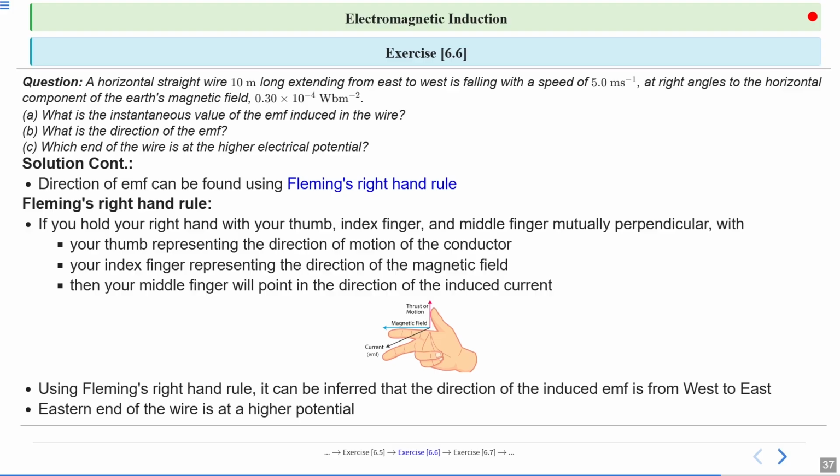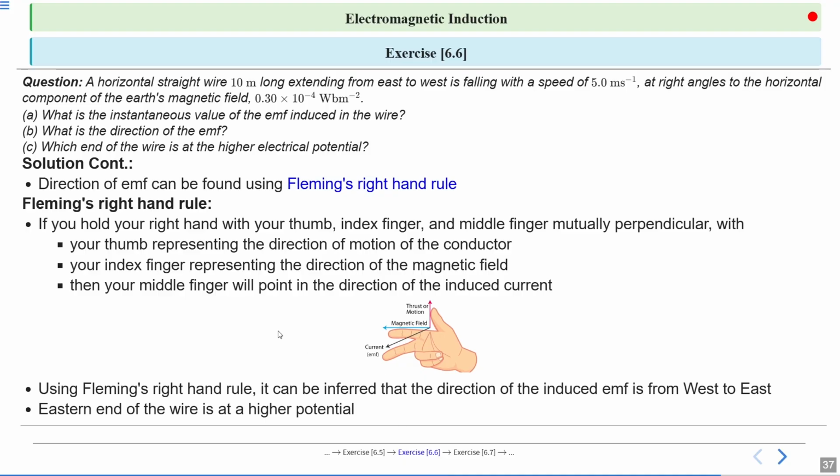Current means a hypothetical battery will be there. If current is flowing from left to right on the screen, I will make a hypothetical battery. Positive will be on the right side and negative on the left side. That means current is flowing from the positive terminal, that is from left to right.